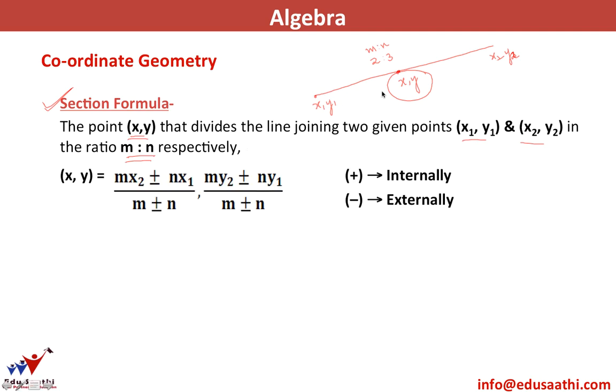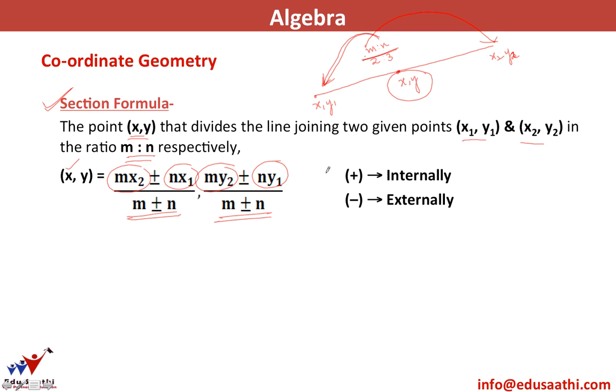Section formula is, what I need to do is, I just need to multiply this m that you have with this coordinate and n with the first coordinate. So it's like cross multiplying the thing. So my x coordinate will be m into x2 plus n into x1 over m plus n. So this is the total parts in which the line is getting divided. Similarly, my2 plus ny1 over m plus n is what I get as my formula.